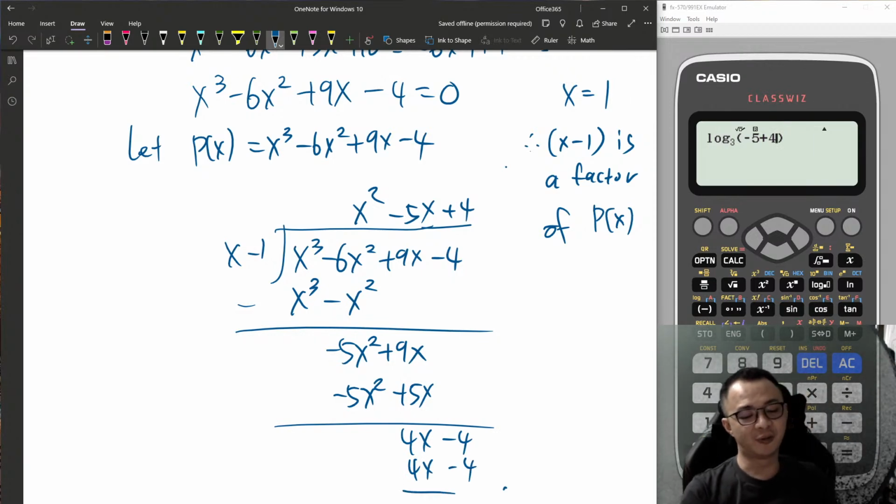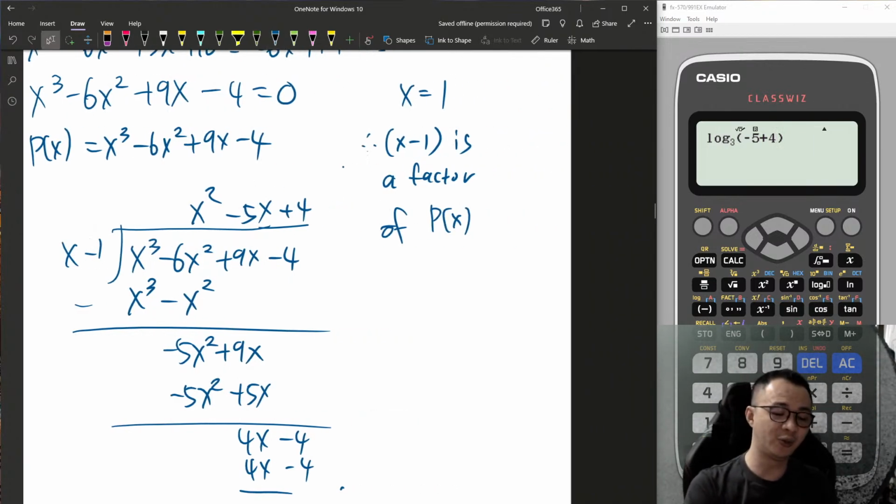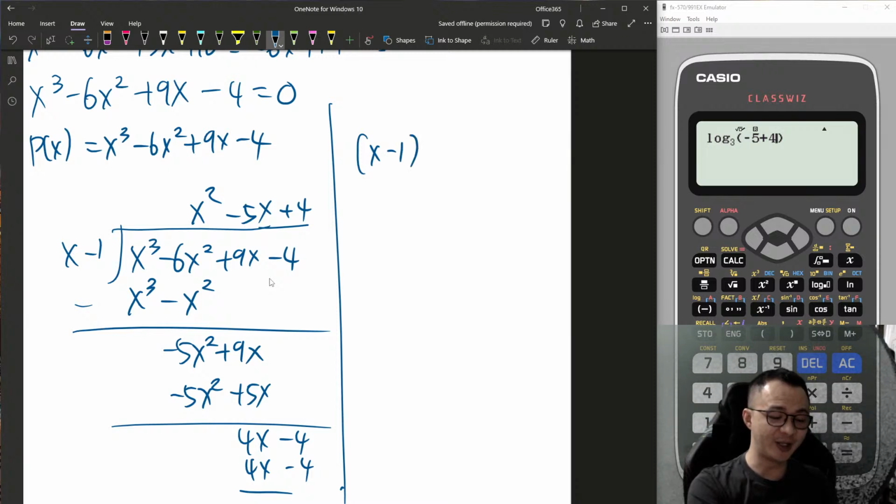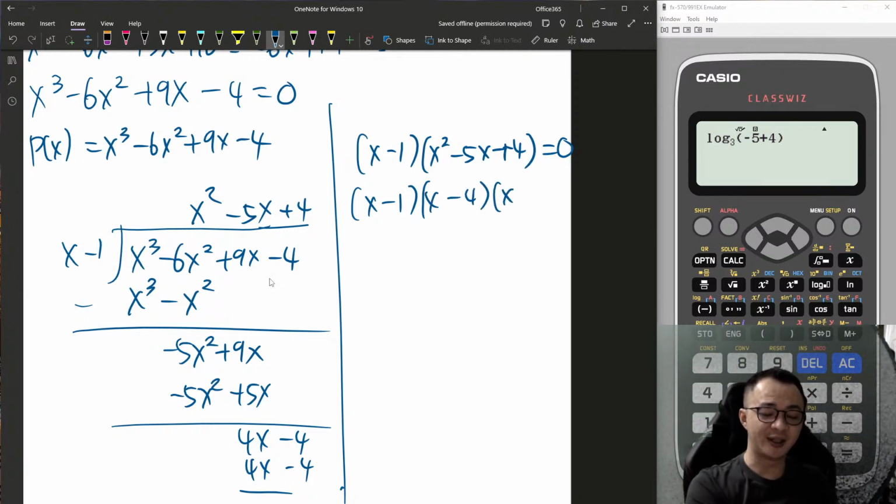Okay, so once I got this one, I know my p(x) equation is formed by x minus 1 and x squared minus 5x plus 4. This is my p(x) equation, isn't it? Equals to 0. So let's factorize completely. This is x minus 4 and this is x minus 1 again. So therefore this one should be x minus 1 squared, x minus 4 equals to 0.